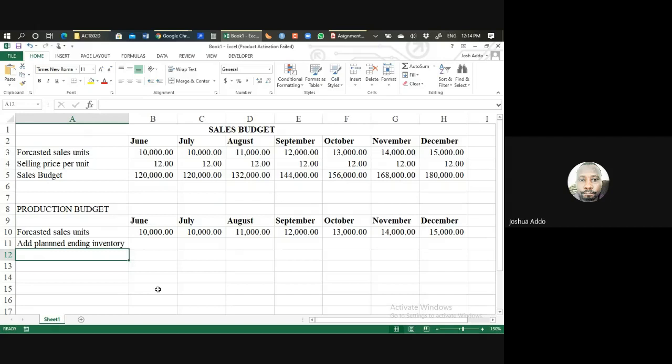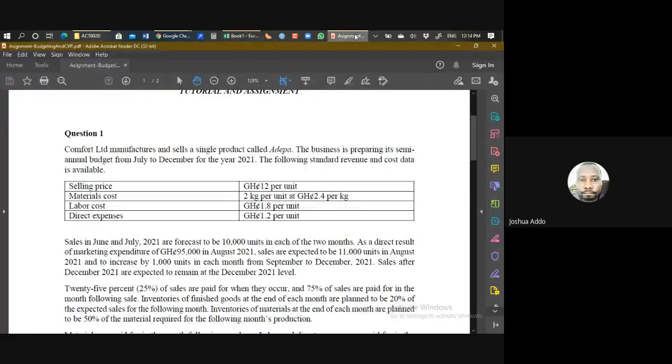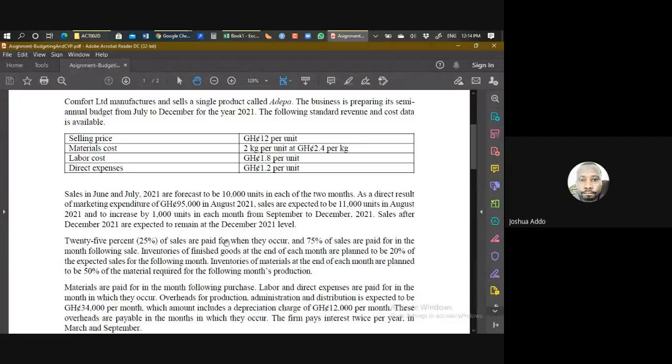And the planned ending inventory, let's go to the question and see what was said about it. Where do we have that information? Inventories of finished goods at the end of each month are planned to be 20% of the expected sales for the following months. Inventories of finished goods. And that one you must understand, because we have inventories of materials. And when you are preparing the materials budgets, that is going to be affected. Here we are talking about the production budget, and it is for the finished goods.